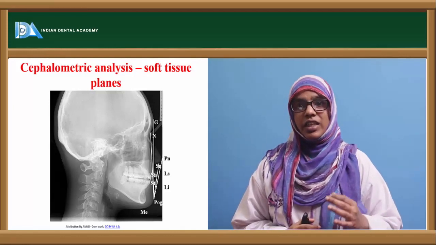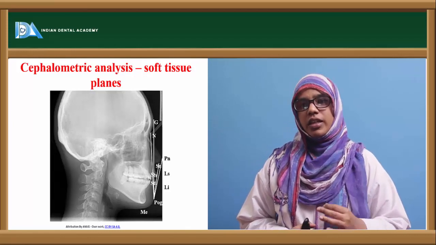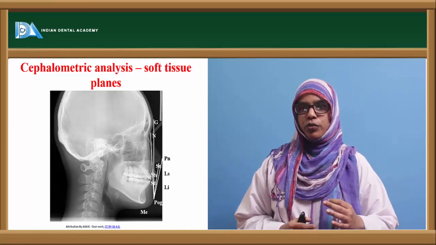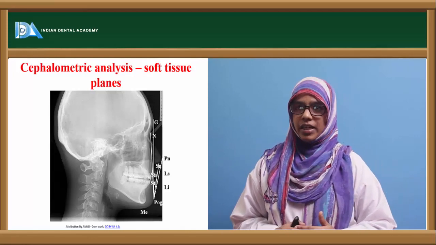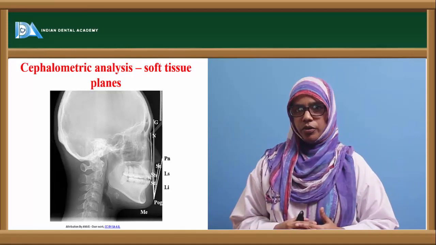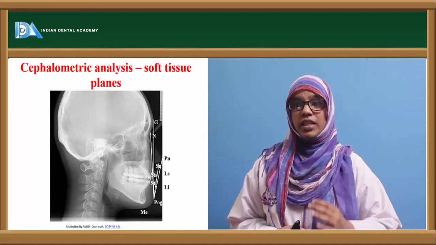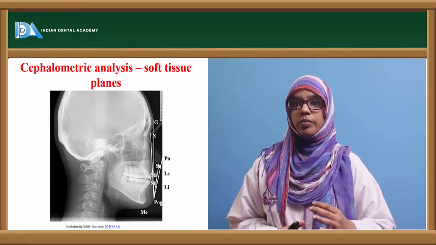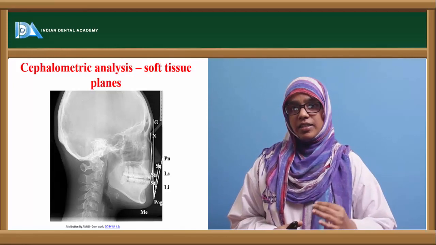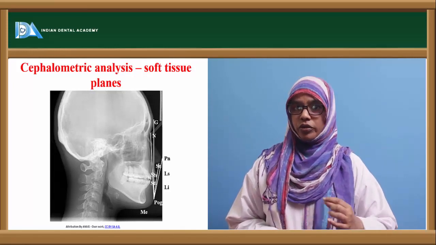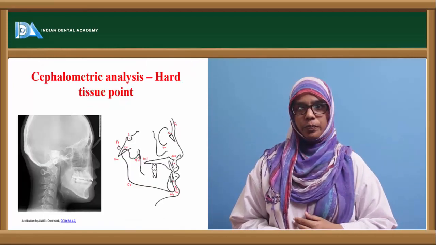Then you have the S line, which is nothing but a line starting from pogonion to a point between the subnasale and the pogonion, that is the tip of the nose. Then you have an E line, that is the esthetic line, which is a line joining the pronasale, that is the tip of the nose, and the pogonion.